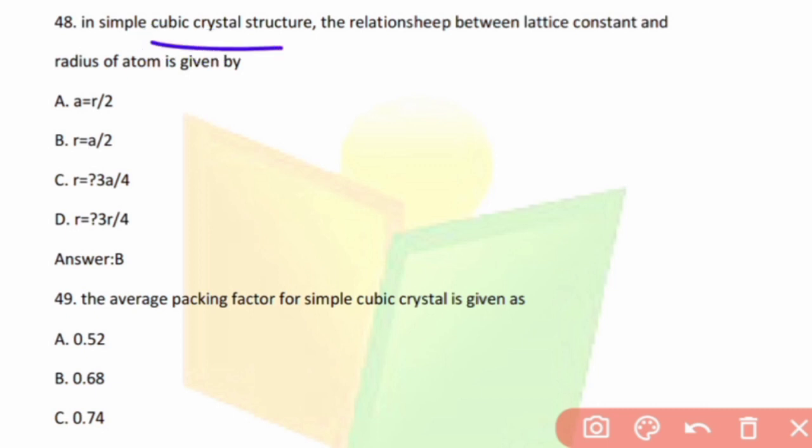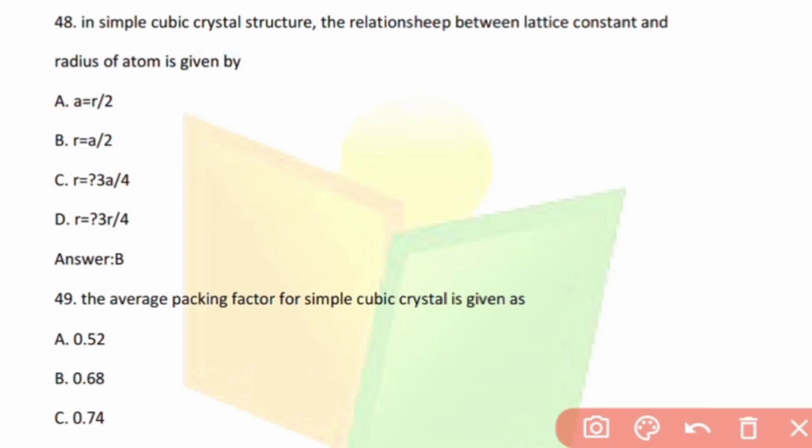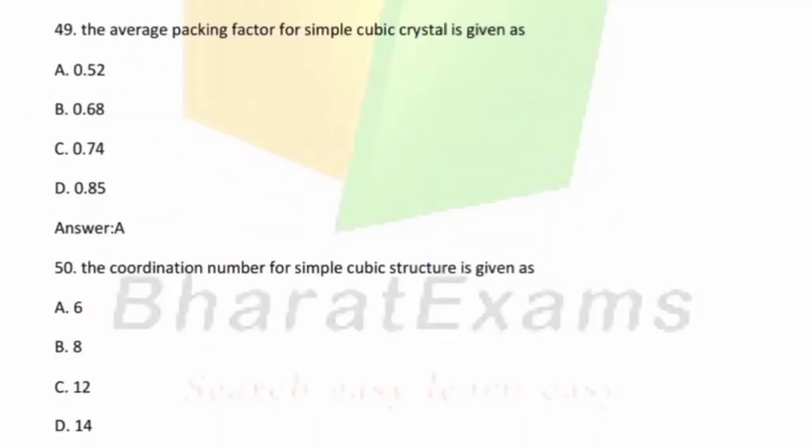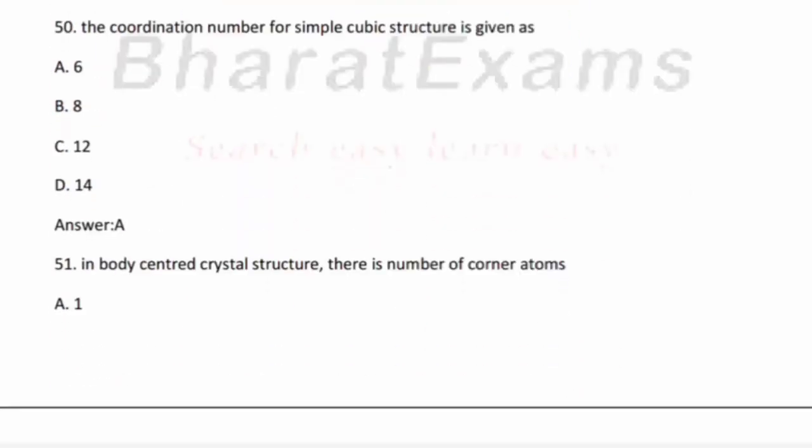In a simple cubic crystal structure, the relationship between lattice constant and radius of atoms is given by R equal to a by 2. The atomic packing factor for simple cubic crystal is given as 0.52. The coordination number for simple cubic structure is given as 6.